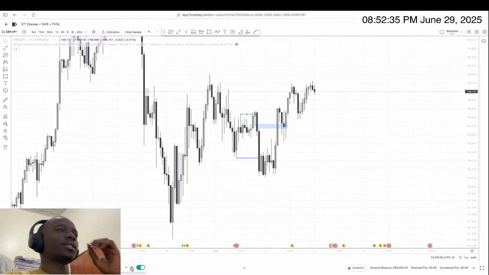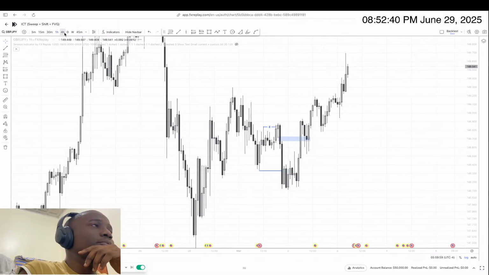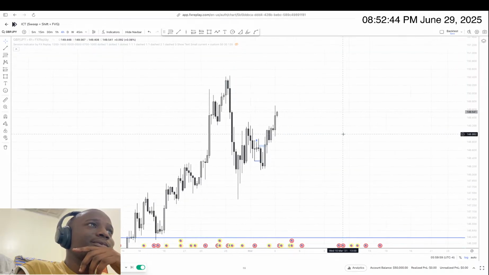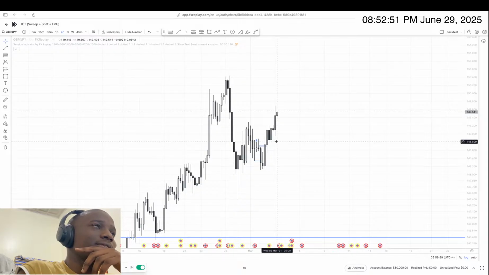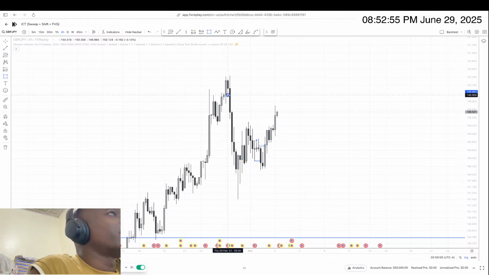Looks like we're not selling anytime soon, so we might continue the bullish trend. On the 4 hour, we have this POI here, this 4 hour fair value gap. Let's see how it reacts to it. It's already Wednesday in the morning. We have this 4 hour gap.